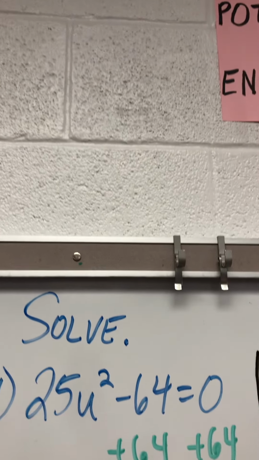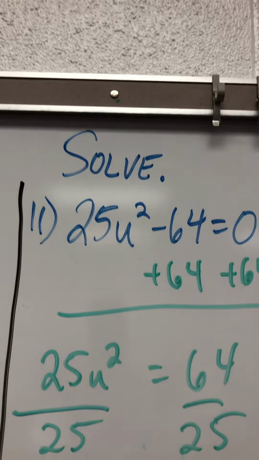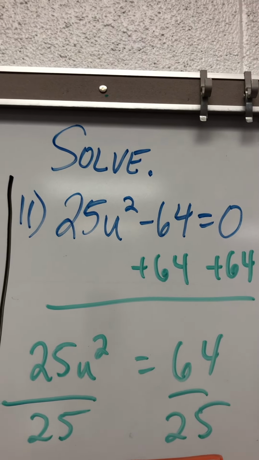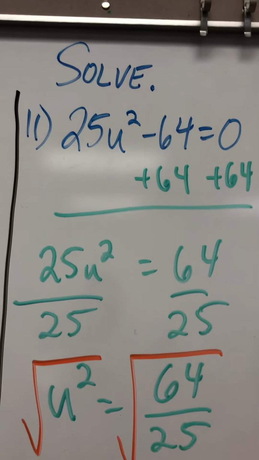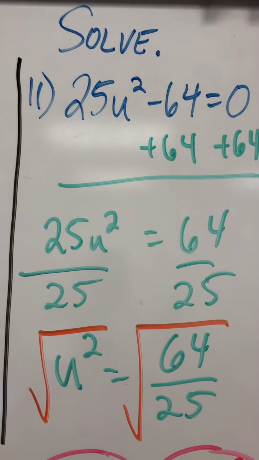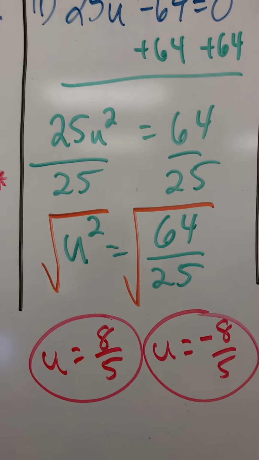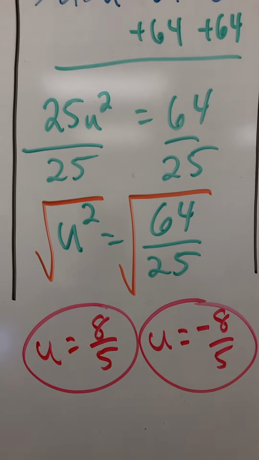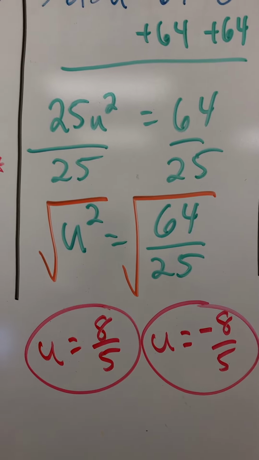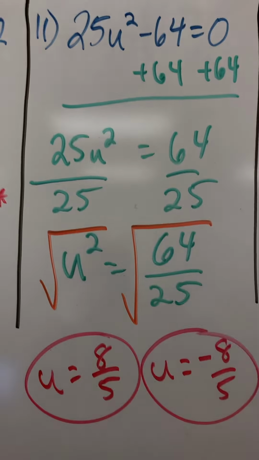Add 64 to both sides. 25 u squared equals 64. I divide by 25. Now my answer, when I take the square root of 64 over 25, I'm going to get 8 over 5 or negative 8 over 5. Right? Square root of 64 is 8. Square root of 25 is 5. Plus or minus. Okay?